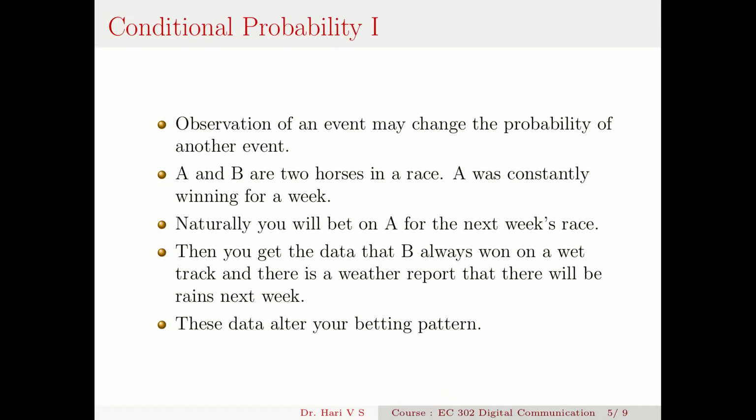Now, this is another very important topic in probability, that is conditional probability. This plays a great deal of role in our signal reception and everything. So far we have talked about marginal probabilities and joint probabilities. They are probabilities without any observation. Sometimes observation of an event may change the probability of another event. You make some observations, and that will alter the probability of another event.